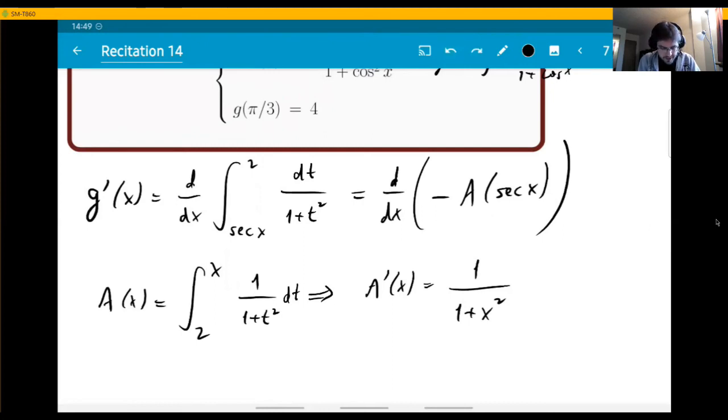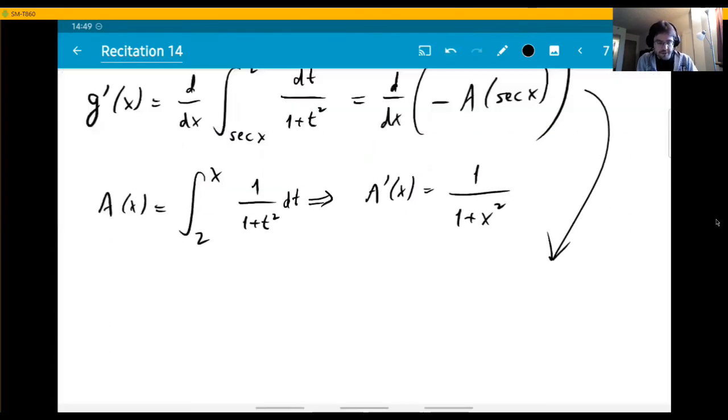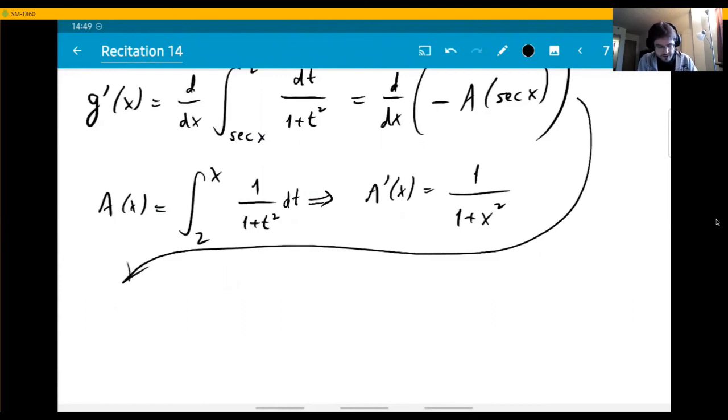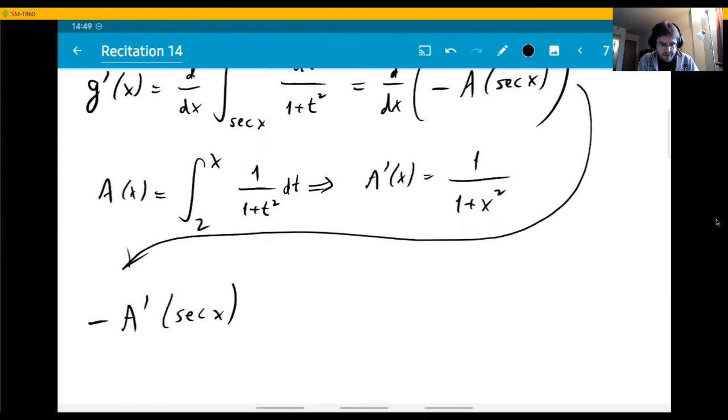Okay, so you can see from here that chain rule is going to be needed. This is always the case, by the way, when you're differentiating functions that have other functions as endpoints of integration. So what is the chain rule going to say? What is the derivative of minus a of secant? So you need minus a prime of secant times the derivative of secant, which is secant times tangent. This is one of those that we should memorize.